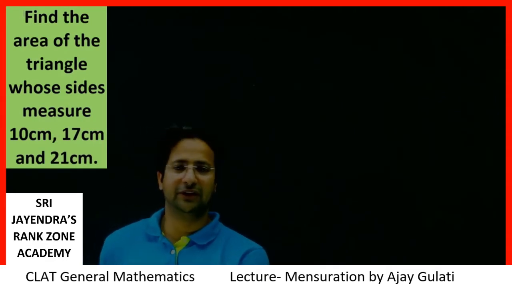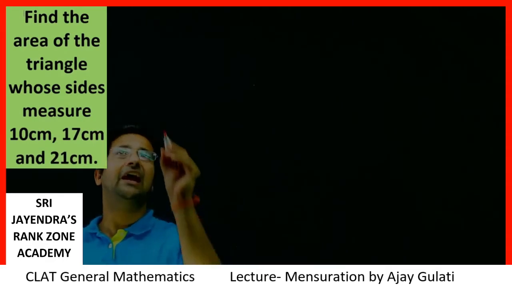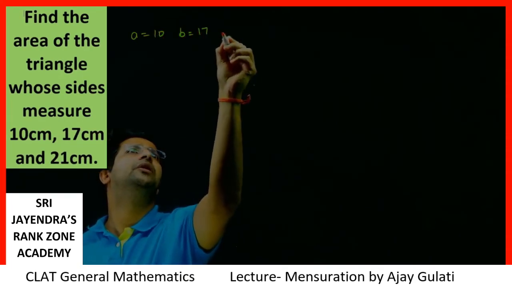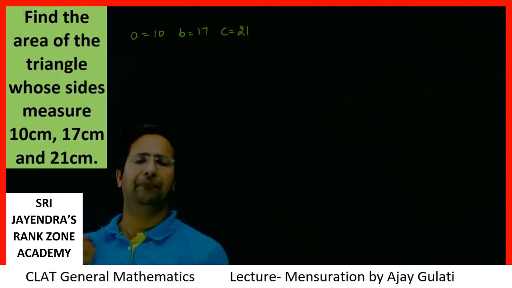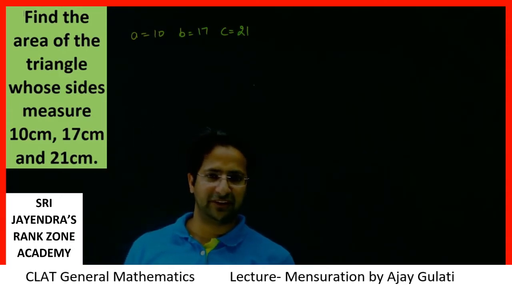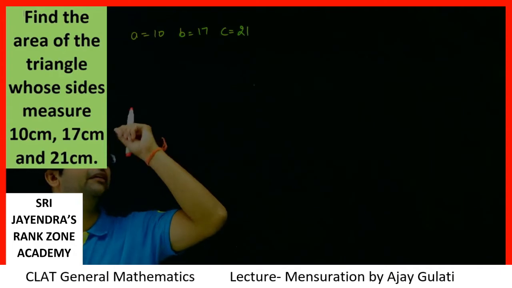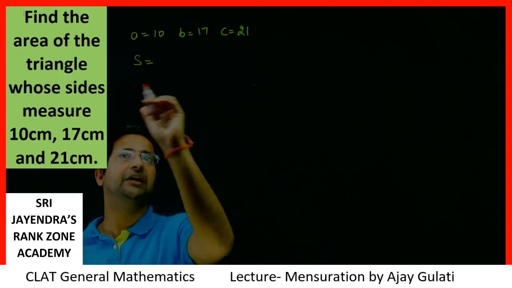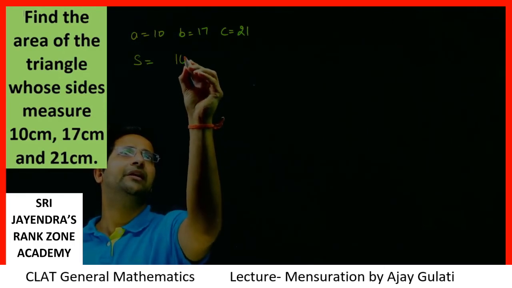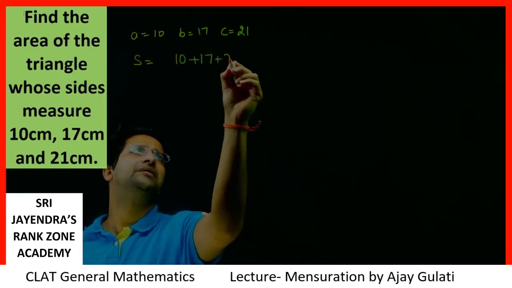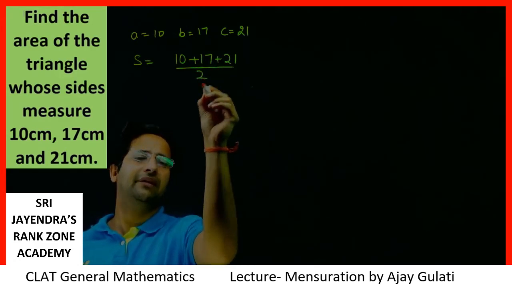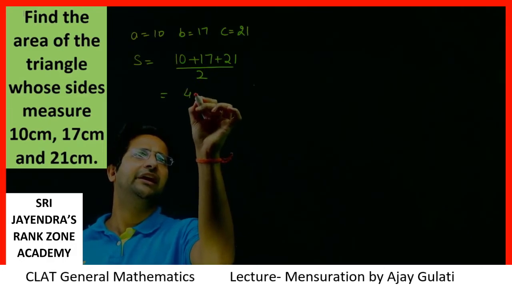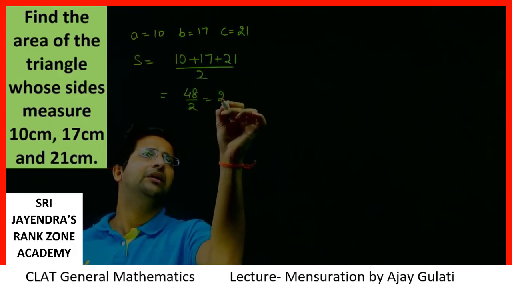One more question, dear students. 10, 17, 21. We have the three sides. Let's say A is equal to 10, B is equal to 17, C is equal to 21. Now the second thing we have is the semi-perimeter. We need to find the area of this triangle. What is the semi-perimeter? Semi-perimeter is 10 plus 17 plus 21 divided by 2. 17 plus 21 is 38, 38 plus 10 is 48, by 2 will give me 24.